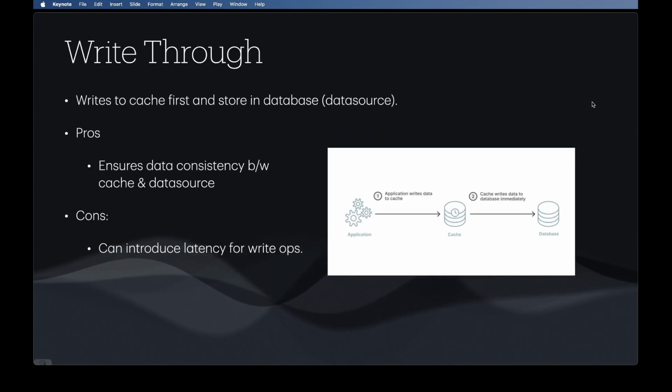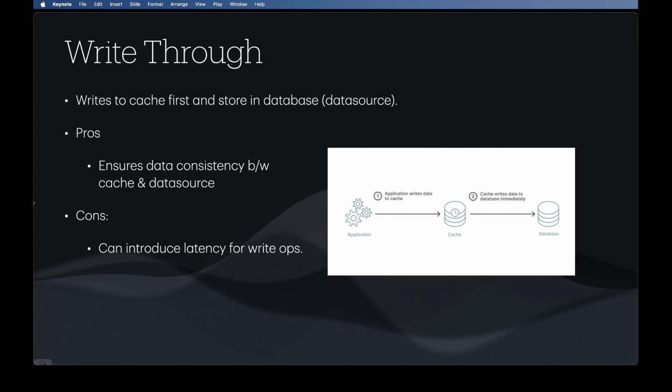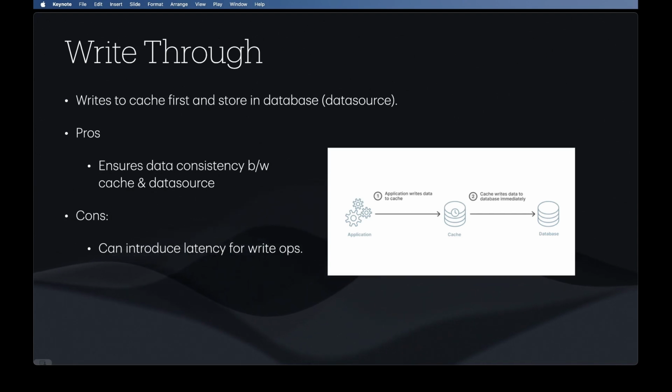Now let's jump to the write-through cache strategy. This is also useful for read-heavy workloads. Here, write operations are first applied to the cache and then the data source. So all you have to remember is writes go to the cache first and are then stored in the data source. When data is written, the cache stores the data and then forwards the write operation to the data source to ensure high consistency between both the systems.